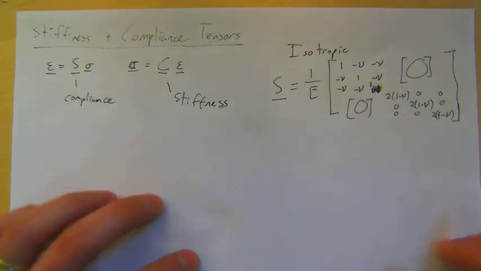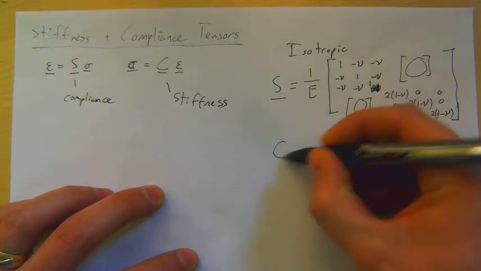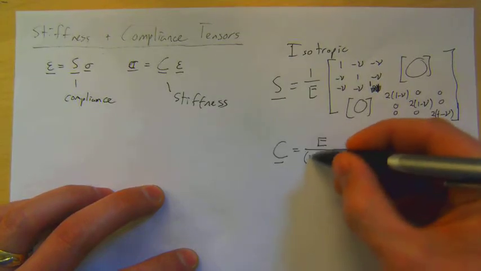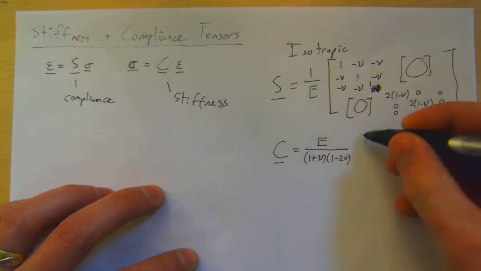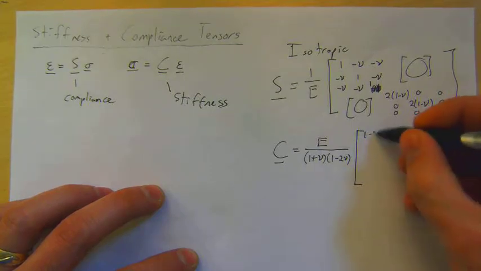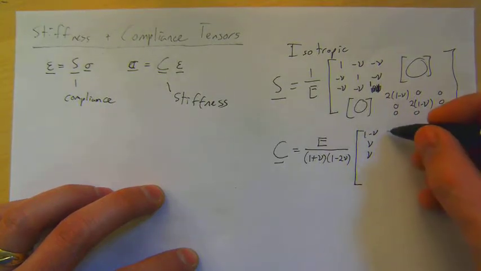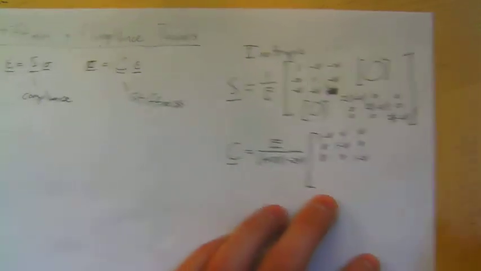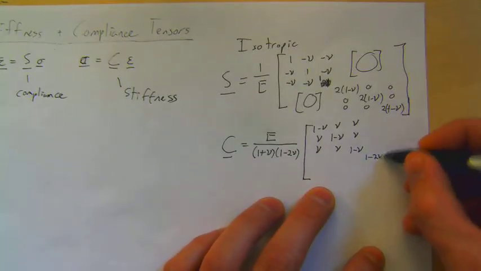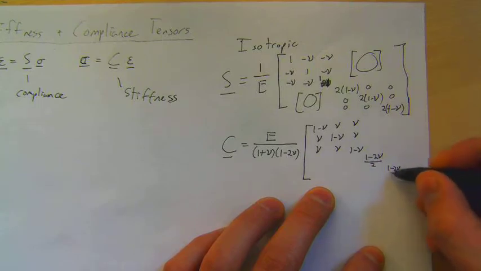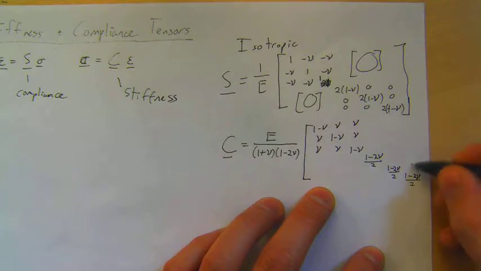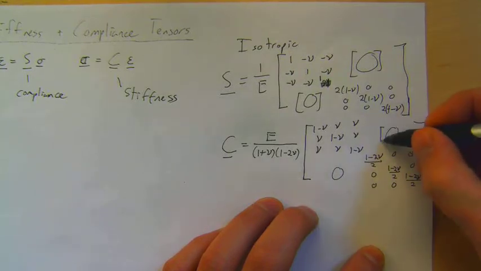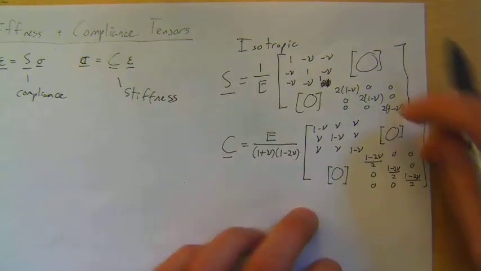And the compliance tensor C is a little bit more gross. It was E over 1 plus nu, 1 minus 2 nu, times 1 minus nu, nu, nu, nu, 1 minus nu, and so on, with 1 minus 2 nu over 2 on the diagonal. These are all zeros. Okay, so these were the isotropic forms of the stiffness and compliance tensor.